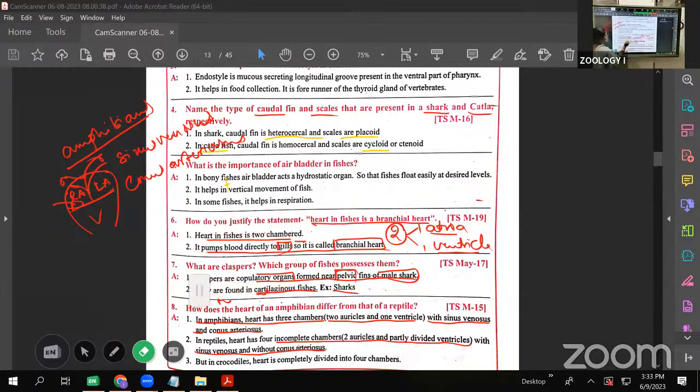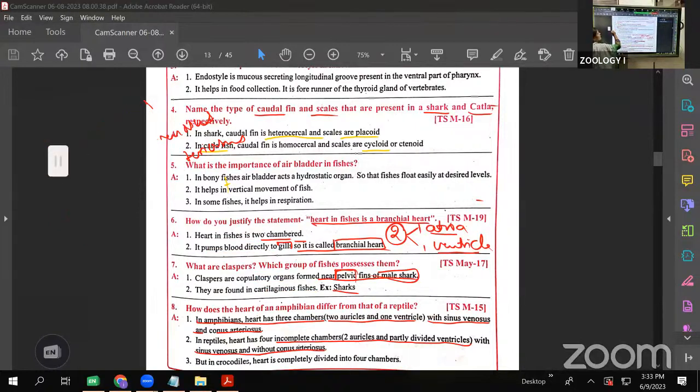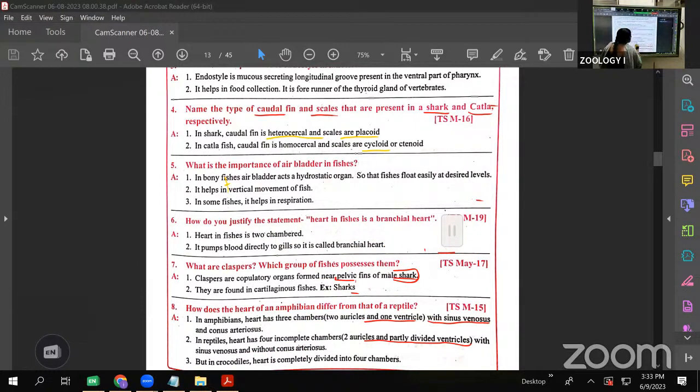The amphibian heart has only three chambers, two atria and one ventricle. It has two aortic arcs, the sinus venosus and the conus arteriosus. But the reptilian heart has incompletely divided four chambers, with an incompletely divided ventricle, and the sinus venosus is present but the conus arteriosus is absent. This is the difference between the amphibian heart and the reptilian heart.